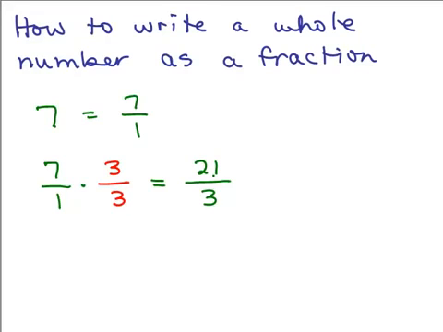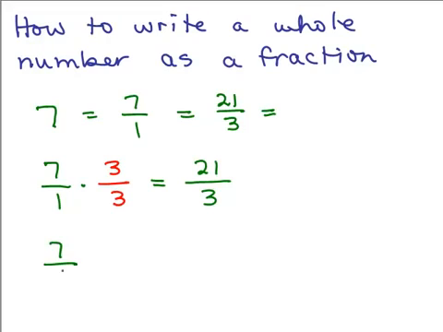Now again, does that make sense? Is 7 the same thing as 21 over 3? Sure, because 21 divided by 3 really is 7. So hopefully this is making sense. So this also could be written as 21 over 3. So there's another way of writing 7 as a fraction.